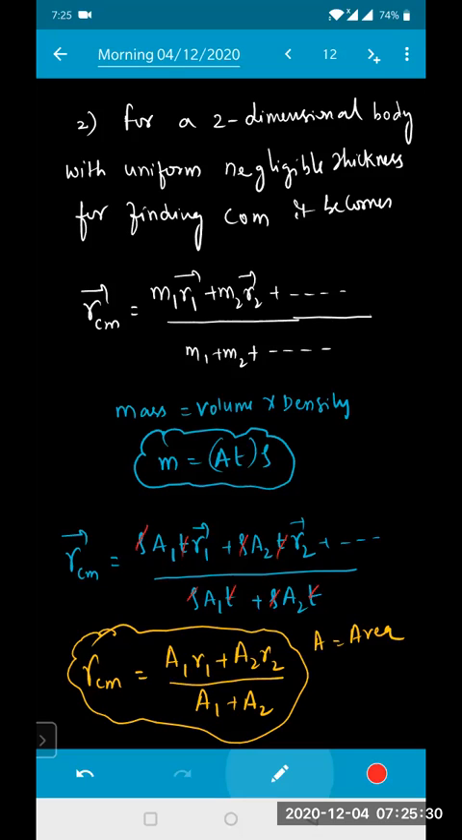Sir, in center of mass we did till the path of center of mass, sir. The hyperbola, the path followed by that one. Okay, fine.